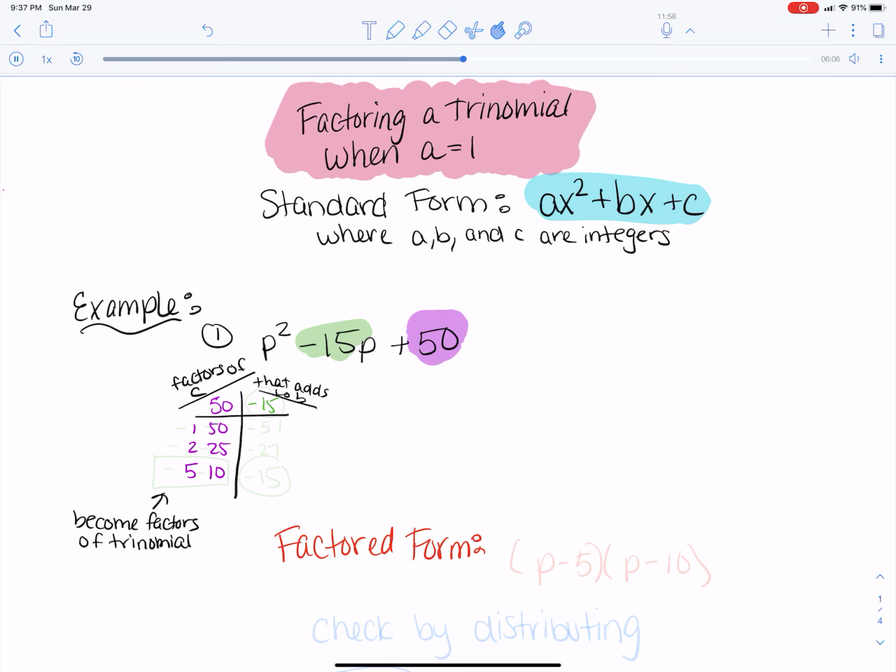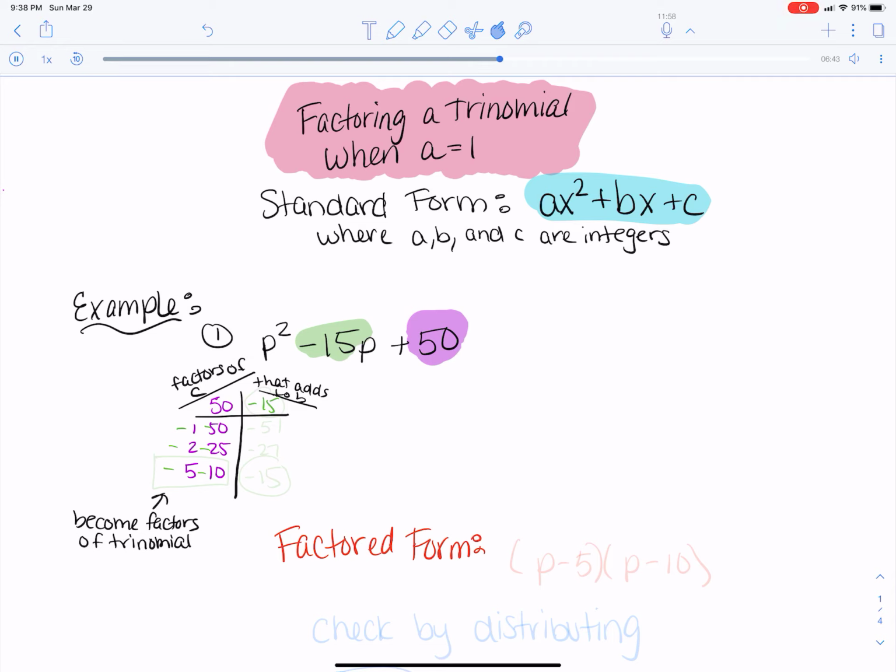Now, they have to multiply to a positive 50, but they have to add to a negative 15. So if we think about it, a positive times a positive gives us a positive, but a positive plus a positive is not going to give us a negative. So the only way that we can get that outcome is if both of our terms are negative. Because a negative times a negative is a positive, and if we add two negatives, our answer is still negative.